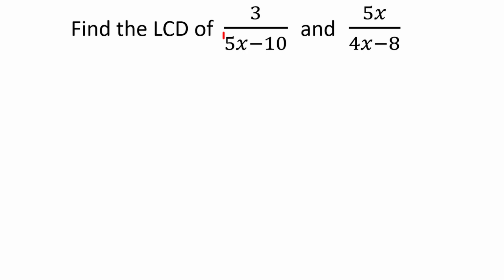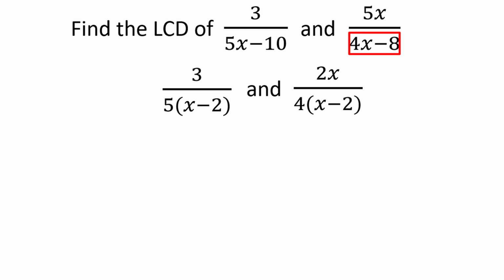If we factor out a 5 from the denominator of the first expression, we get 3 divided by 5 times x minus 2. We can factor out a 4 from the denominator of the second expression to get 2x divided by 4 times x minus 2. Now we notice the two denominators both have x minus 2 in common, and the only difference is the constant of 4 or 5. Our LCD will have x minus 2 in it, as that is common to both expressions.